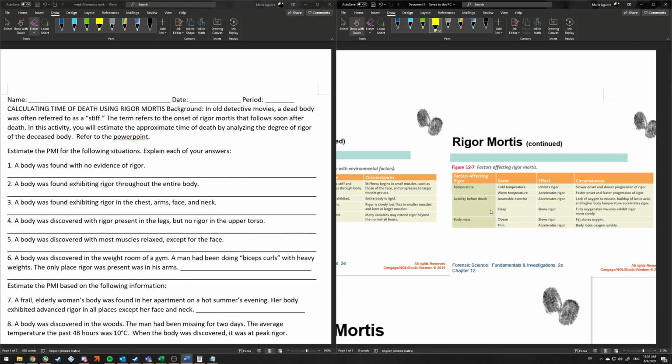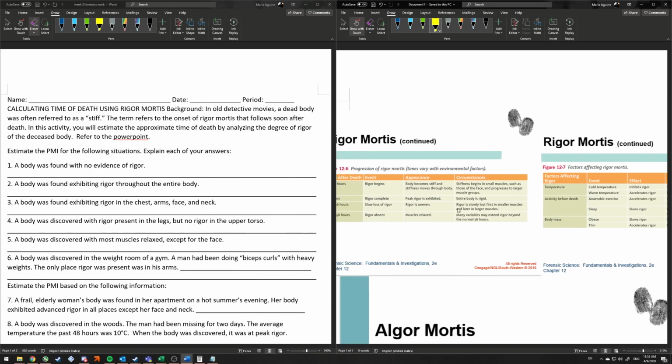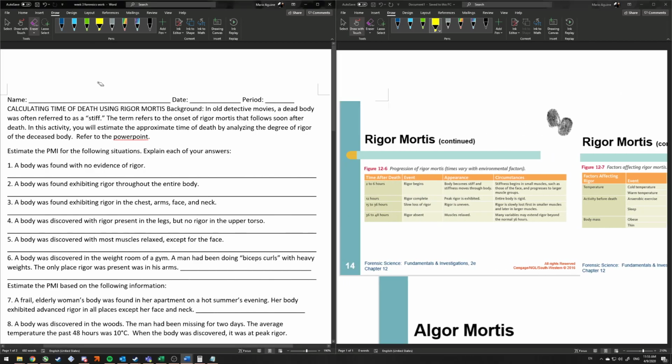Activity before death: if somebody was exercising, then that's going to accelerate rigor. And if they were asleep, it's going to slow it down. And finally, body mass. If somebody is heavy, it's going to slow it down, so rigor isn't going to happen as quickly. And if you're thin, rigor is going to happen extremely quickly. So using this information, we can really start to answer these questions over here on the left.